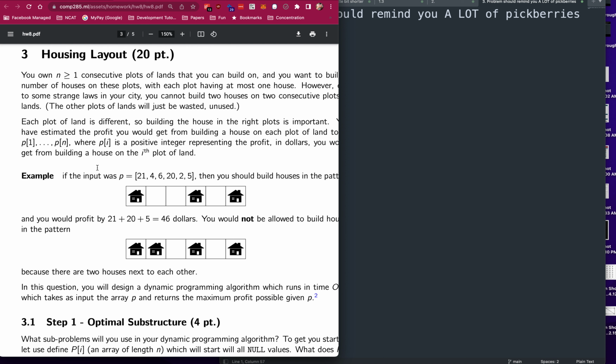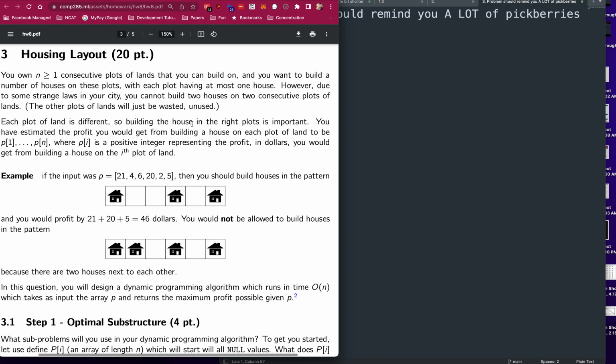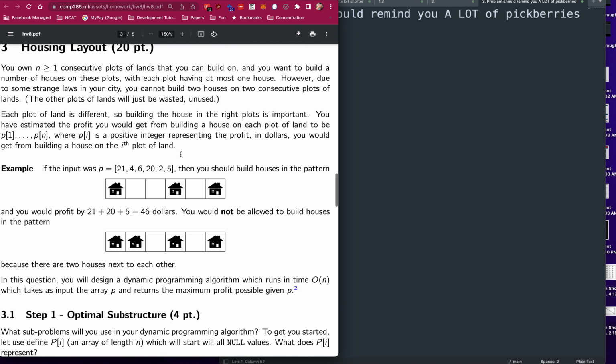So you can't pick the berries from a bush that are next to each other. You can't build houses on two places that are next to each other, okay? Each plot of land is different, so some buildings are more important than others, okay? You have actually estimated the profit from each plot of land given by an array P1 through Pn, where the ith plot of land tells you that.